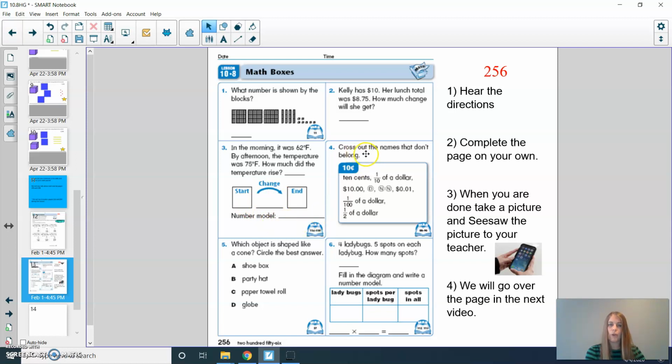For question number 4, cross out the names that don't belong. So if our mystery number is 10 cents, think about which of these would not equal 10 cents and cross those names off. For question number 5, which object is shaped like a cone? Circle the best answer. And lastly, question number 6, 4 ladybugs, 5 spots on each ladybug. How many spots? Fill in the diagram and write a number model.